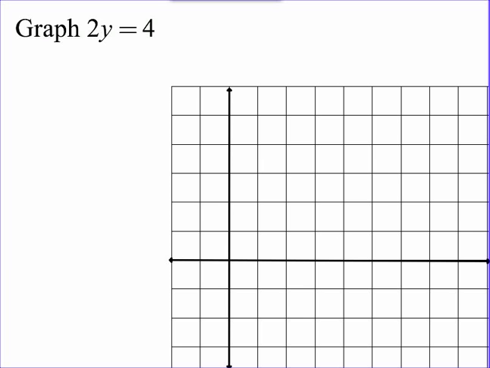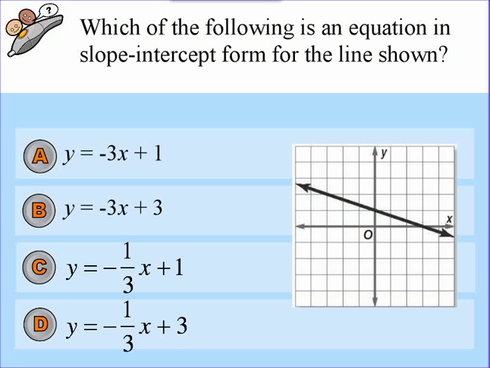The next one says 2y equals 4. In order to solve this, I need to get y by itself. So what are you going to do? Divide by 2. So I end up getting y equals 2. From the origin, what do I do? Go up 2. Is it going to be a horizontal or a vertical line? Horizontal. Does y equal 2 here? Yep. Here? Yep. So there you go. If you have a fraction, do you just go to the fraction on the graph? Yep.